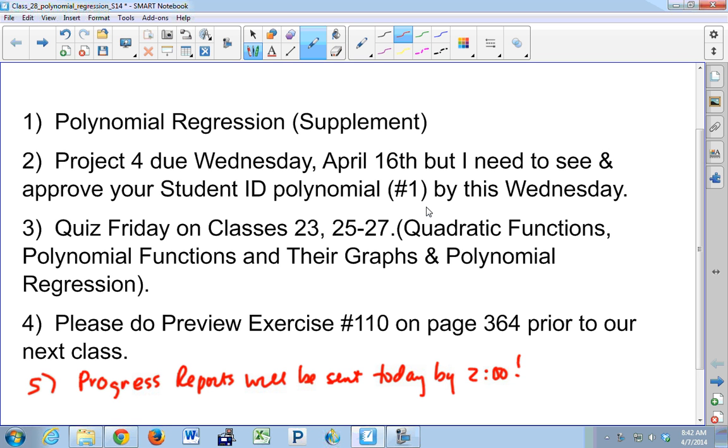Material I have marked as a supplement is not in the book. It's just what you have in front of you for your lecture notes. So your homework for this will be finishing up the problems that you have at the end of this section.